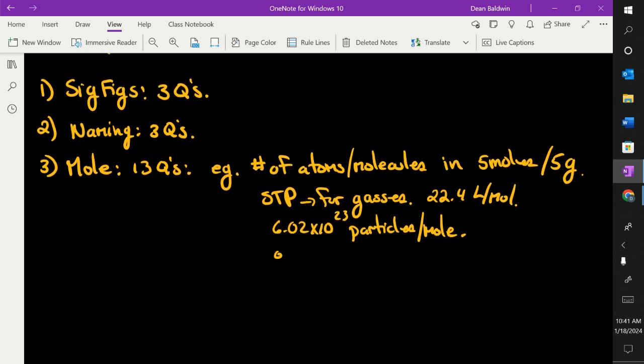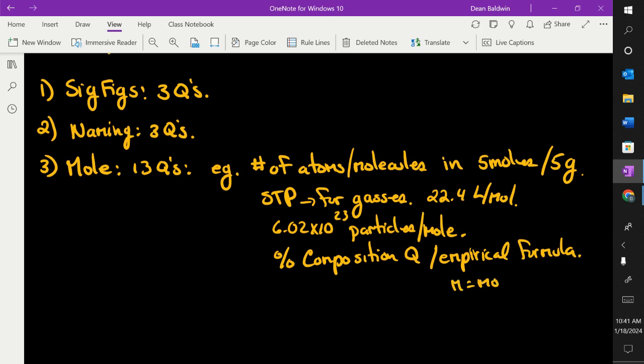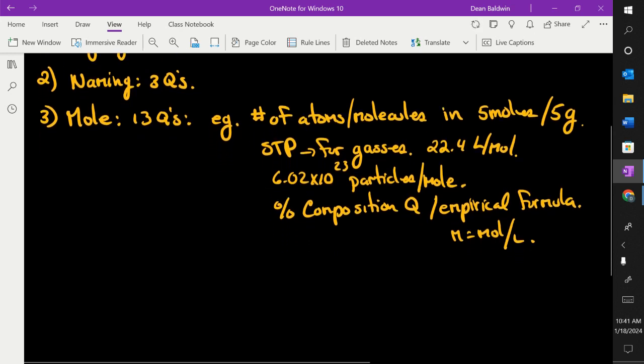There'll be a percent composition question. I'll talk more about that today. An empirical formula question. I'll talk more about that today. And a concentration question, which is molarity, moles per liter. Okay. So you need to understand the mole. That's a big chunk of this course.